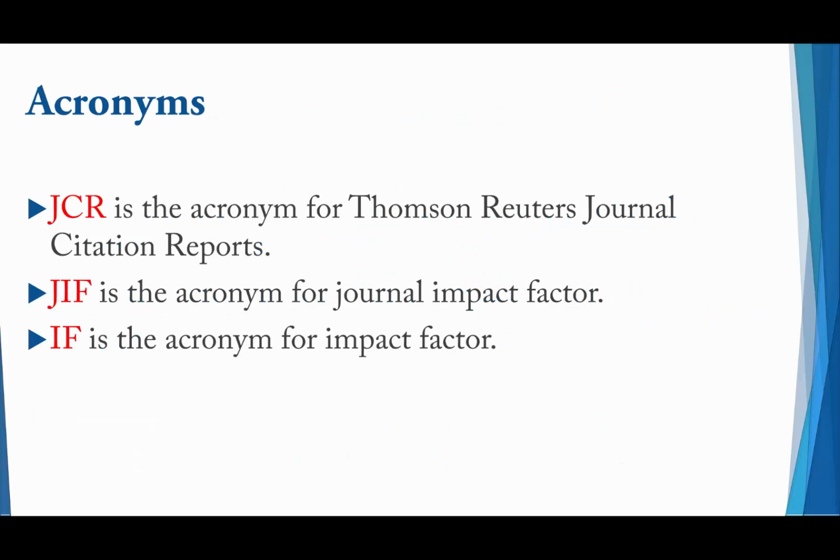The acronyms used in this presentation are: 1. JCR is the acronym for Thomson Reuters Journal Citation Reports. 2. JIF is the acronym for Journal Impact Factor. 3. IF is the acronym for Impact Factor.